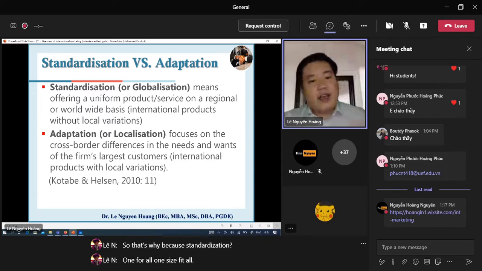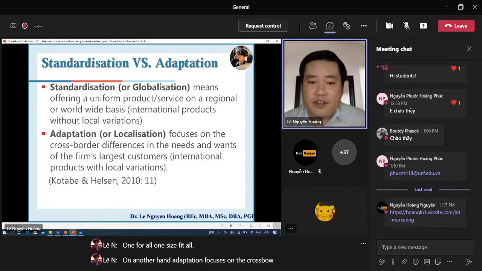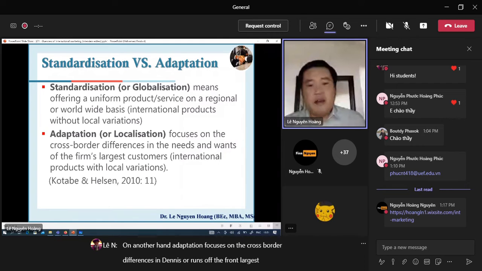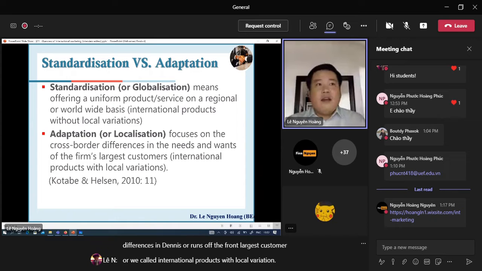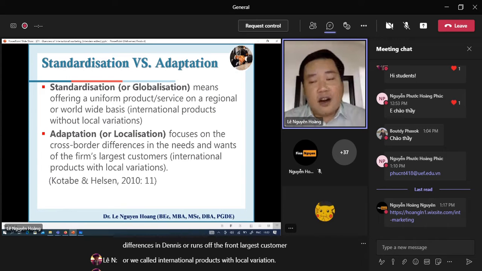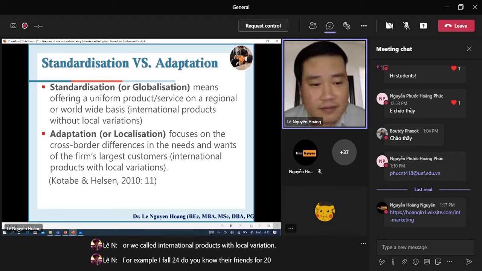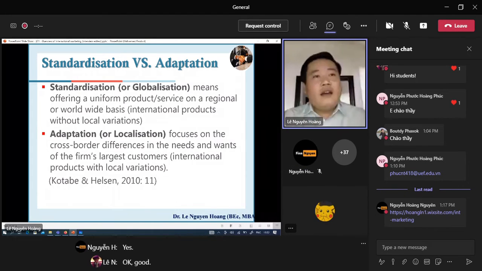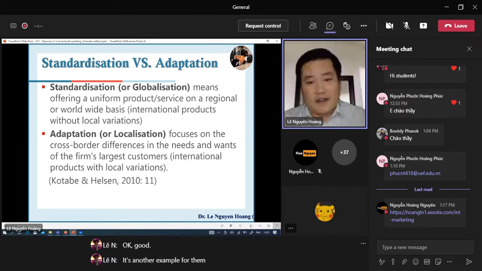On the other hand, adaptation focuses on the cross-border differences in the needs or wants of the firm's largest customers, or what we call international products with local variation. For example, Pho 24. Do you know that, friends? Pho 24? Yes. Okay, good. It's another example, of broth adaptation.